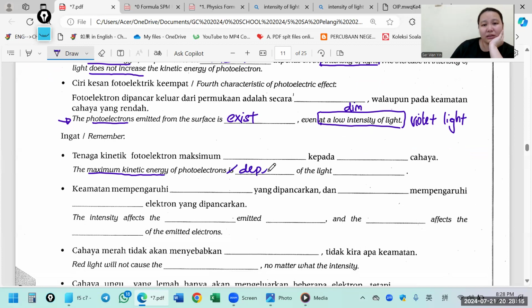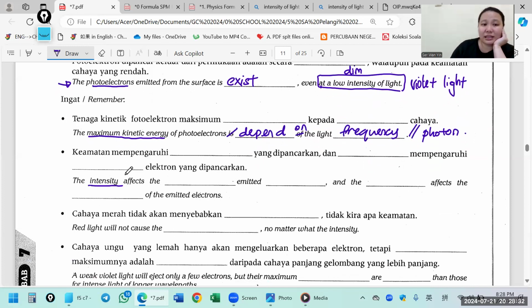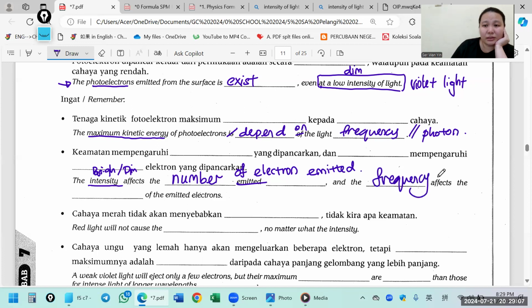Okay, then now remember, maximum kinetic energy of photoelectron depends on the light frequency or photon. Then the intensity of light, bright or dim, affects the number of electrons emitted, and the frequency of light affects the presence of emitted electron.